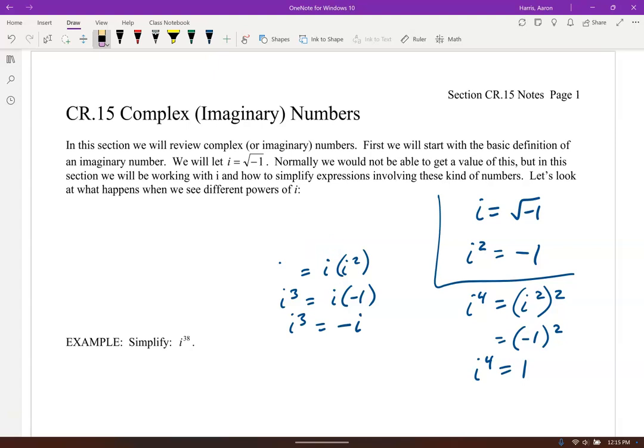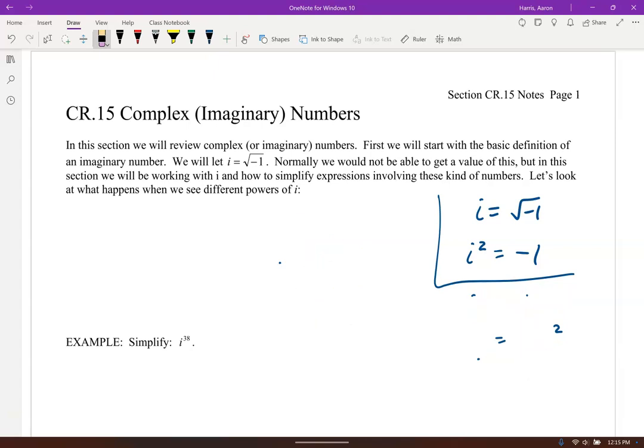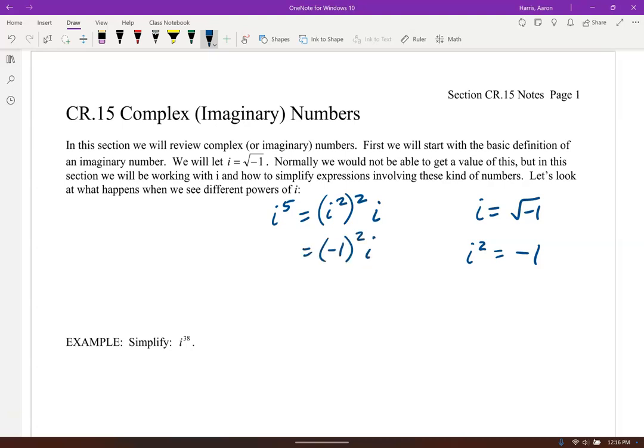What would i to the fifth be? Let's keep going with this. i to the fifth. You want to write it as how many i squareds do you have? I don't want to take 3 because that's i to the sixth. So don't take 3, take 2. There's i to the fourth, and I have 1 more i left over. So that's negative 1 squared times i. Well, negative 1 squared is 1, so this is 1i. So i to the fifth simplifies to i.